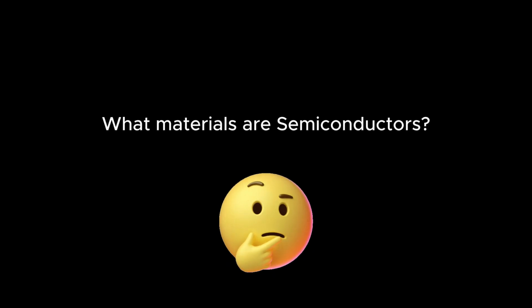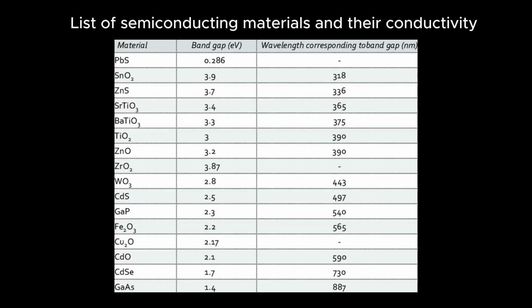So what kinds of materials can act as semiconductors? These popular compounds are listed with their corresponding band gaps in electron volts so that we can obtain an idea of the acceptable range. We'll see that some of these materials are compounds, like lead sulfide, and some are elements, like germanium and silicon.